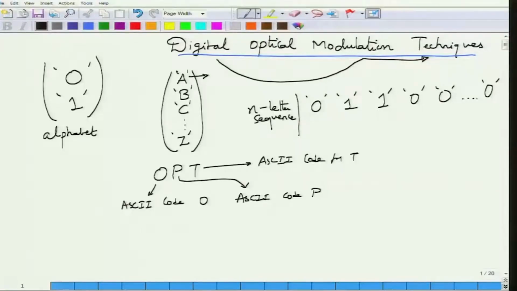Why do I call this binary? Because there are only two possible letters. So bi corresponds to 2. Binary stands for 2, and there are these two symbols which are labeled as 0 and 1.